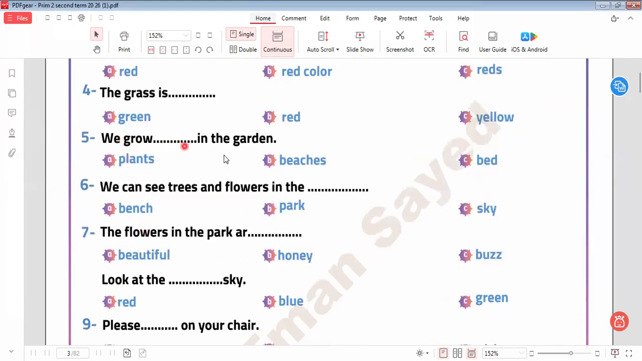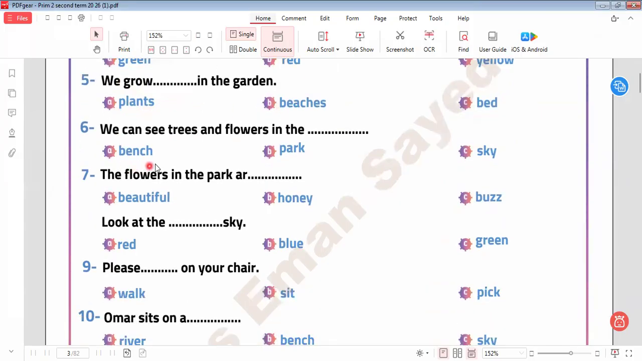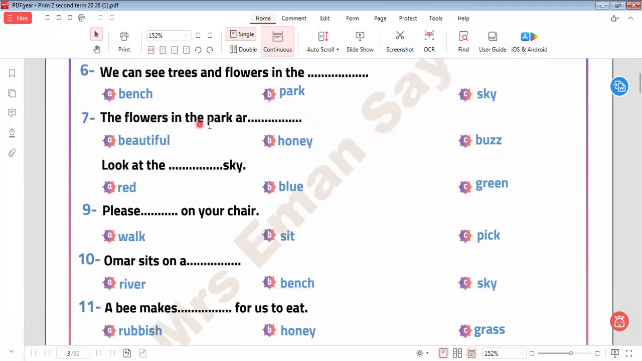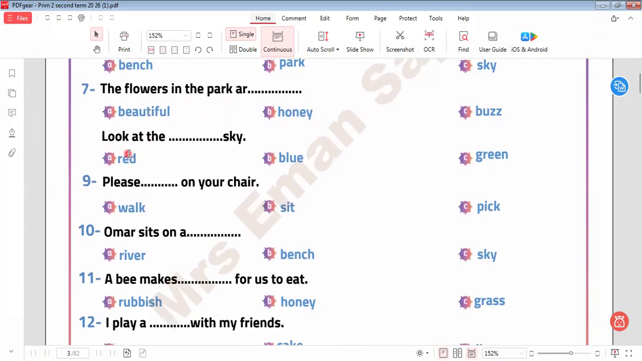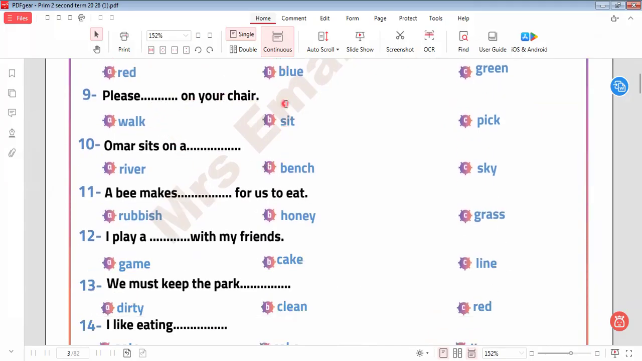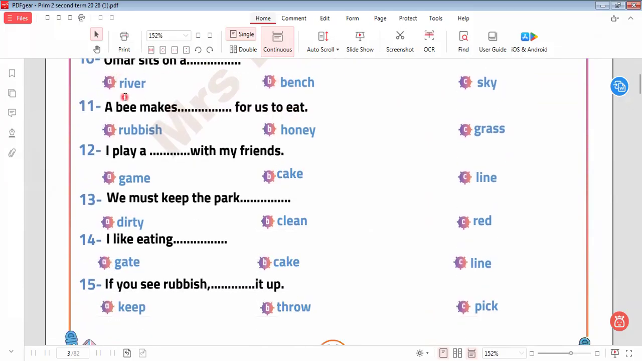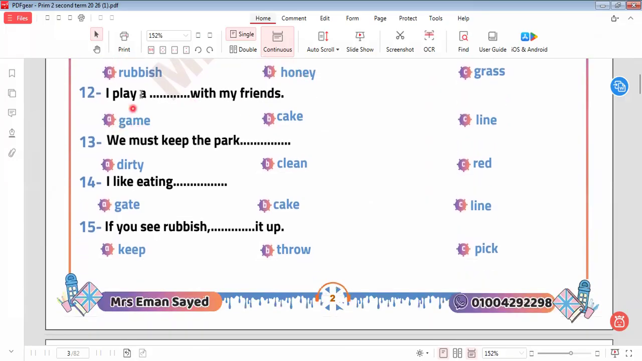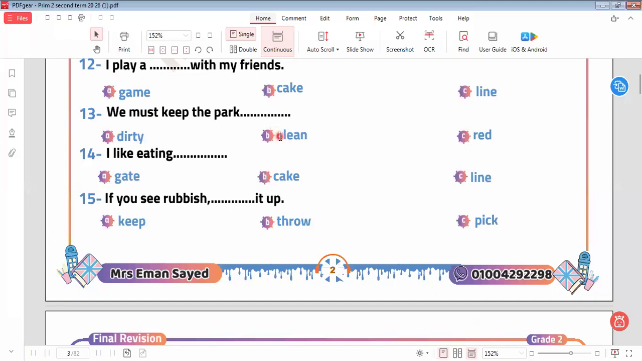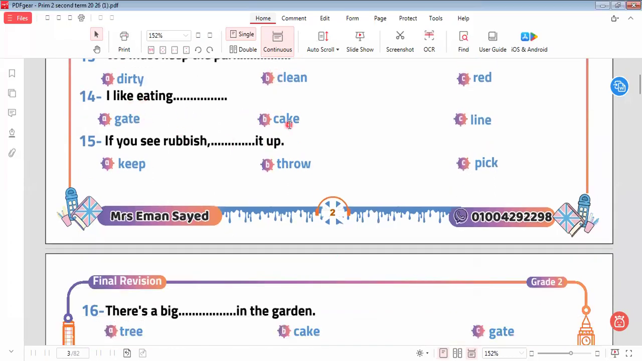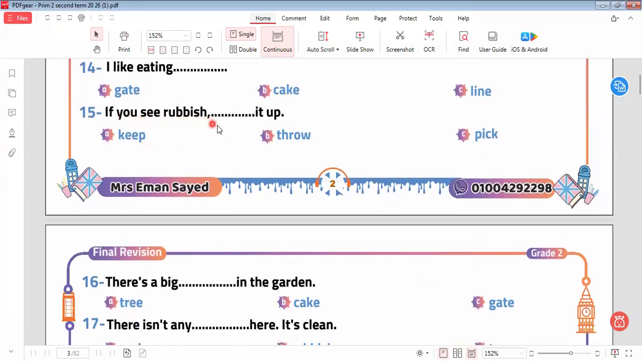Here we say we grow plants in the garden. We can see trees and flowers in the park. The flowers in the park are beautiful. Look at the blue sky. Please sit on the chair. Omar sits on a bench. A bee makes honey. I play the game with my friends. We must keep the park clean. I like eating cake.